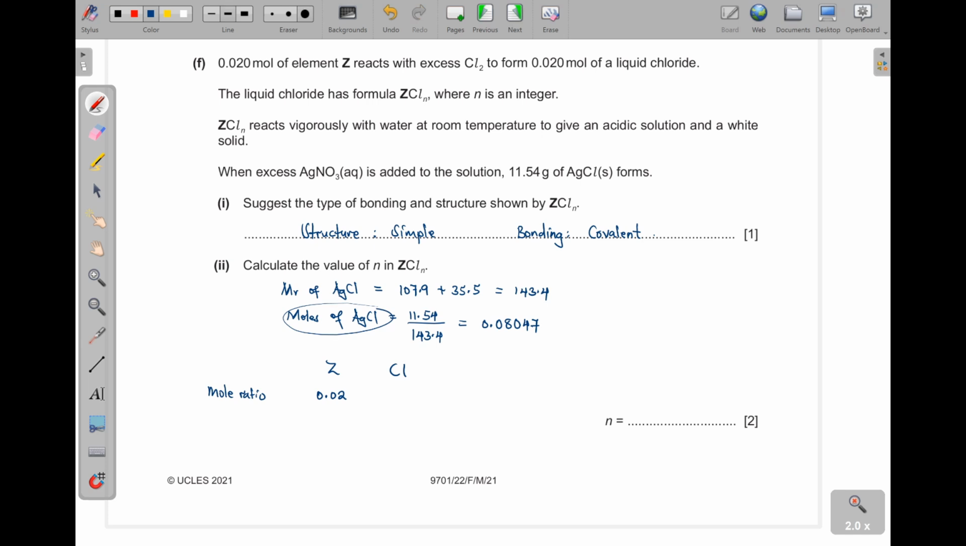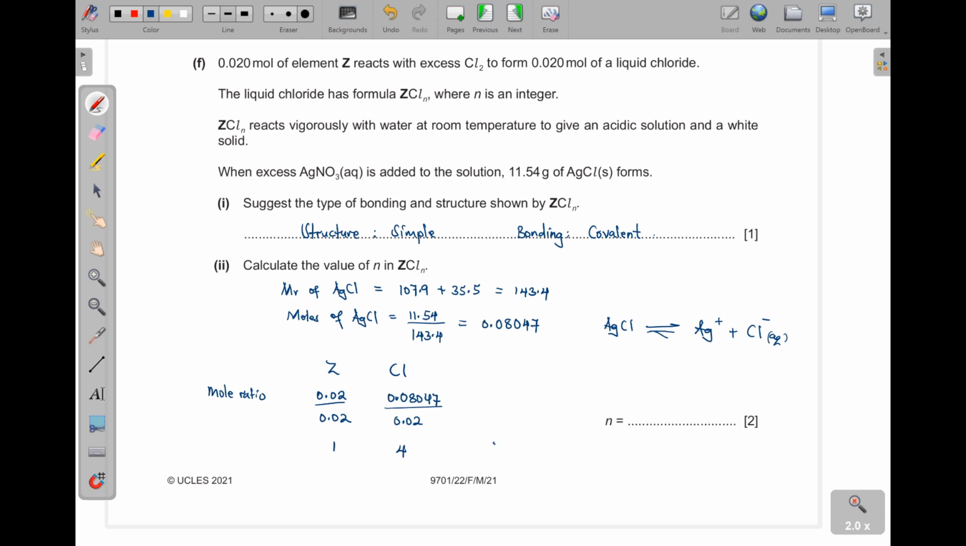Remember, when this one is dissolved in water, it is going to give you silver and then the chloride, okay? So we shall take the moles of silver chloride here to be the same as the moles of the chloride. So we shall have 0.08047, and which one is smaller is of course this one, 0.02. We divide it all through. This is 0.08, 0.02. That is 4. So this will be 1 to 4.